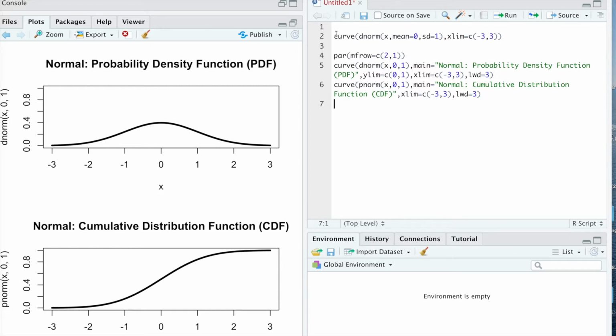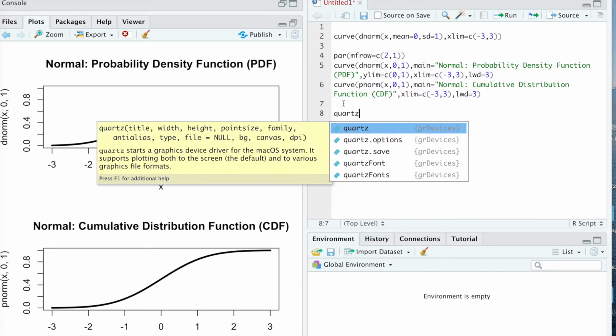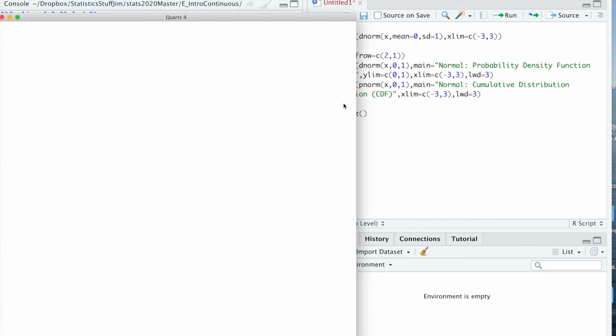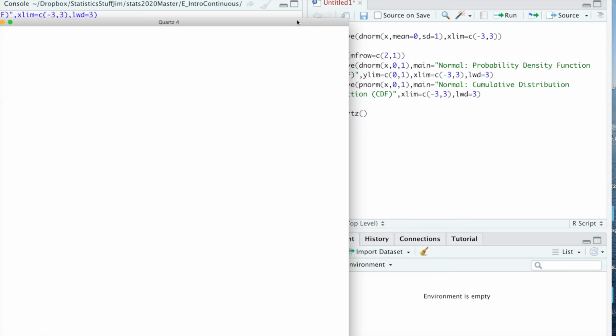And so let's look at how changing those parameters changes the shape. So I'm going to do that quartz window thing again. And spell it correctly. Quartz window thing. There we have it. And then I'm going to go ahead and I'm just going to run some code.